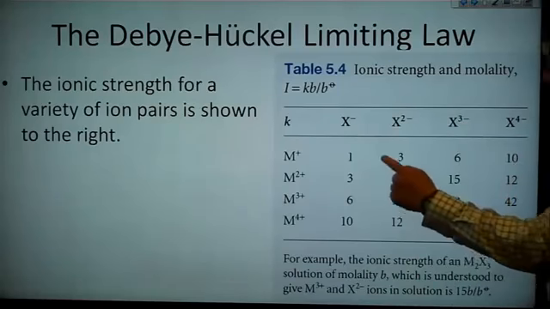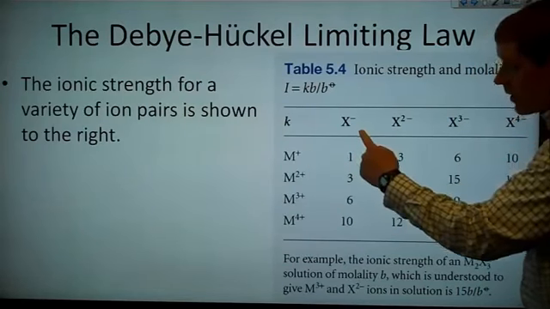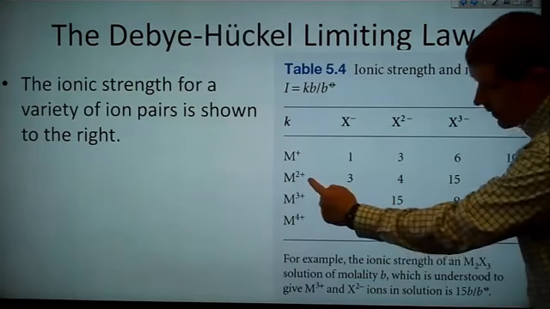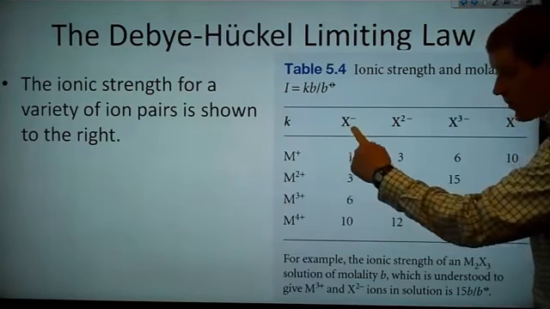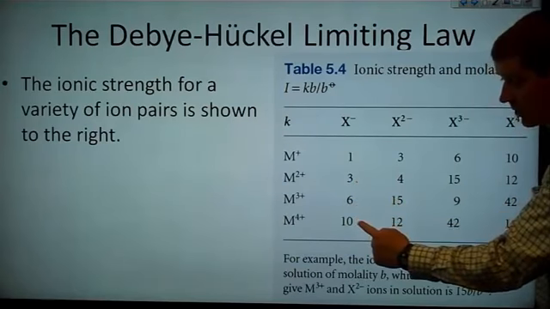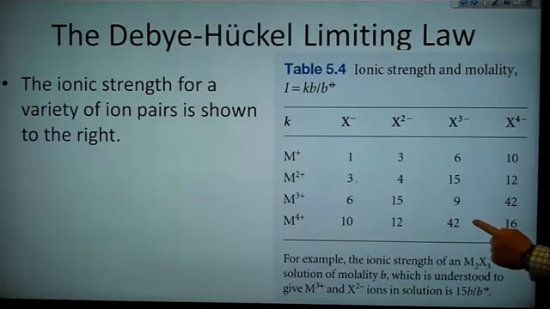So if we have a cation with a charge of 1 and an anion with a charge of 1, the ionic strength is 1. But if we have a cation with a charge of 2 and an anion with a charge of 1, the ionic strength is 3. And of course you see that it goes up. And so if we get a cation with a charge of 4 and an anion with a charge of 3, then the ionic strength is 42. Note that it goes back down if we get to like charges.